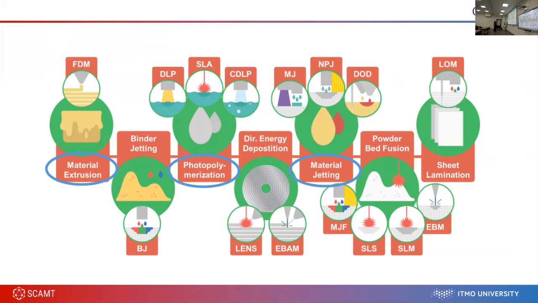I see DOD is drop on demand, and the other is material jetting. No, the optical one. Where? This one? No, on the top. Yeah, here. I think it's not optical jetting. It's drop on demand. I remember. That's also quite an interesting way of printing, but it's also useless for optical applications.